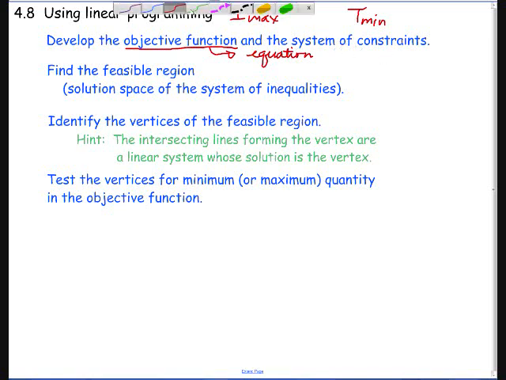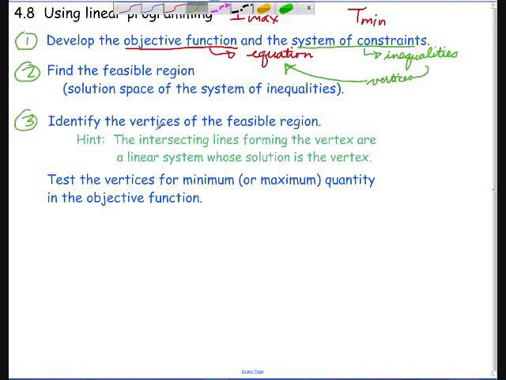Then, system of constraints, here are our inequalities. And that's where you're going to determine your feasible region and your vertices. So when you get your feasible region, the vertices are going to be used back in this equation. So first, develop that equation, your objective function. Second, use your constraints to find the feasible region. Third, identify the vertices.